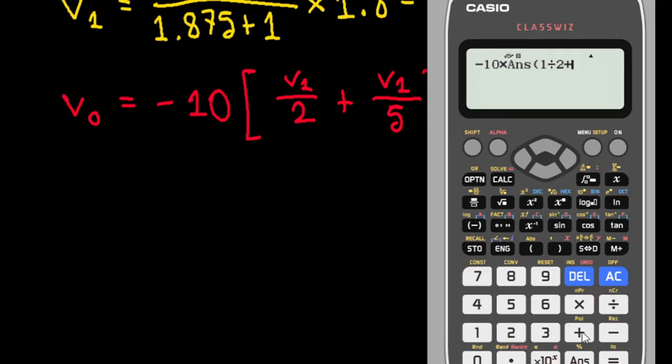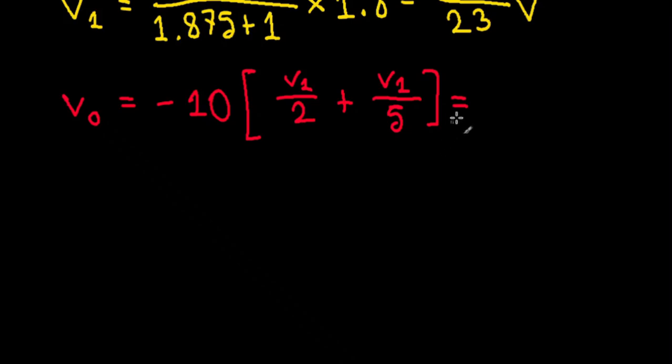1 over 2 plus 1 over 5. Looks good. So this is going to be equal to negative 189 by 23, or approximately minus 8.217. I'll just leave it like this. So negative 189 by 23 volts.